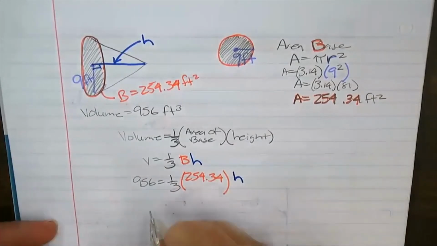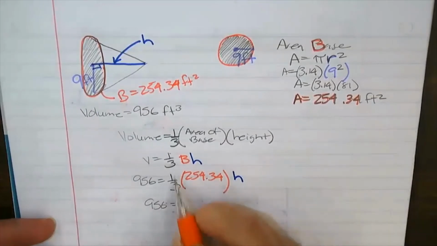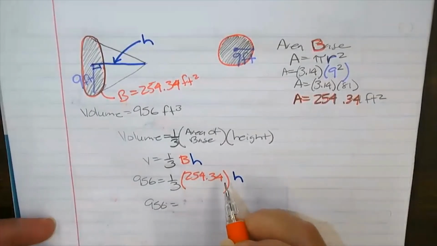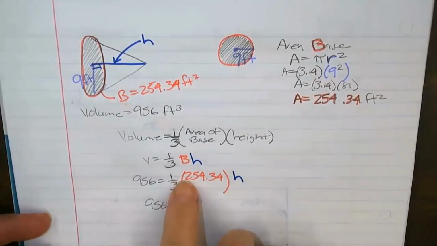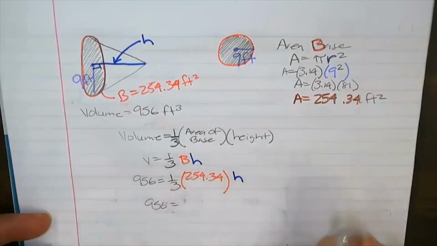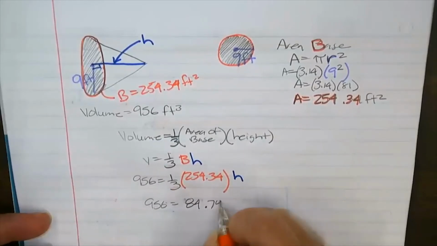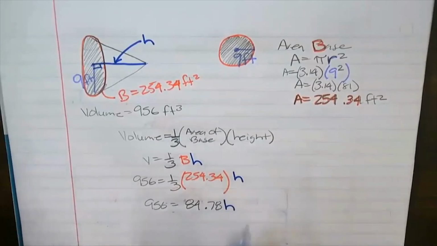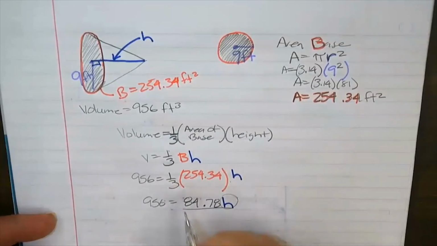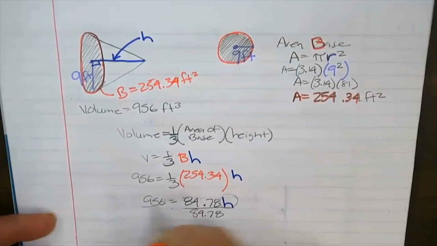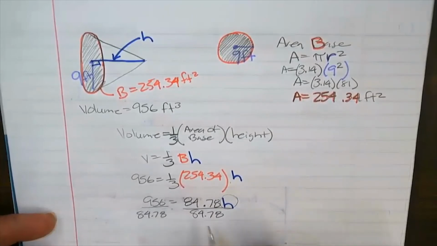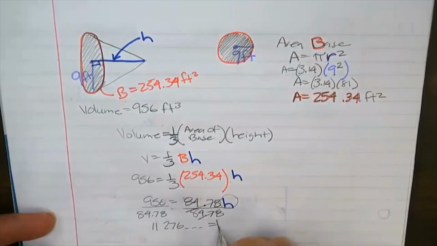So the first thing I'm going to do, I'm going to multiply 1/3 times 254.34, or technically, I'm dividing 254.34 by 3. And that's going to be 84.78 times the height. I want to isolate this variable. So I'm going to divide by 84.78, divide by 84.78. And then I get 11.276, number. These guys cancel, equals H.